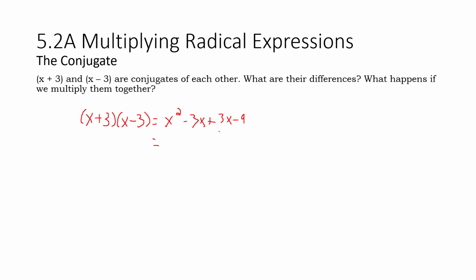Negative 3x plus 3x cancels out, and we're left with x squared minus 9. So when you multiply conjugates, look at what you get. You're squaring this term, and you're squaring this term, but with a negative value. And you can jump right from the binomial multiplication into your answer that is essentially a trinomial, but with a middle term that equals 0. And this will be useful.